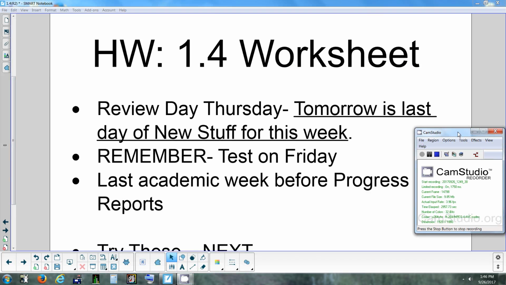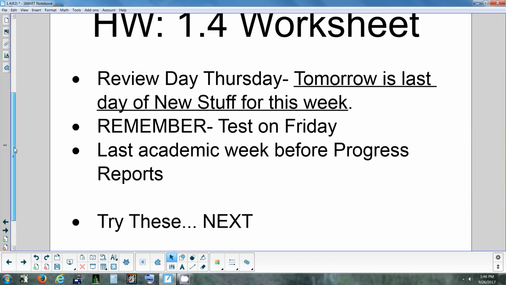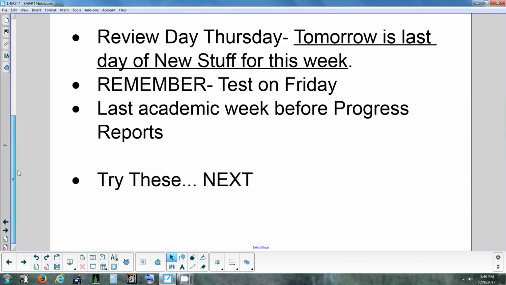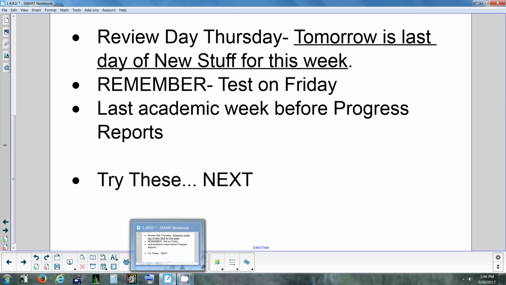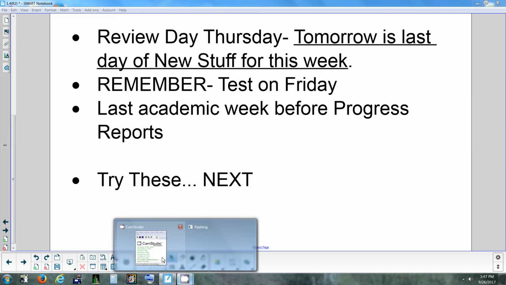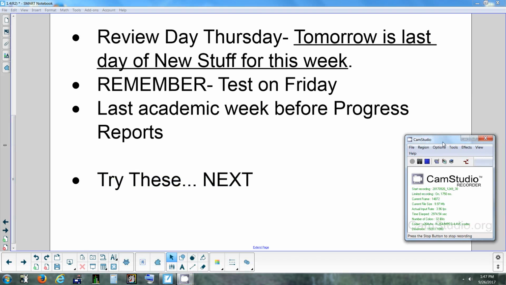Remember, review day tomorrow, guys, very important you listen. Leave your notes, we might need them. Tomorrow is the last day of new stuff for this week. We did equations with distributive property yesterday, absolute value today, and tomorrow we'll do one more thing. Those 3 concepts we'll test on Friday. Nothing new Thursday. We're taking the whole period to review. Test on Friday.